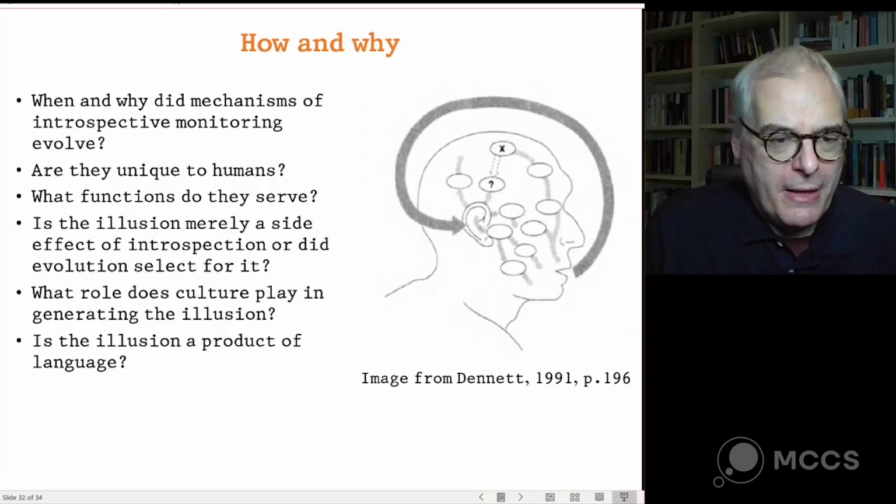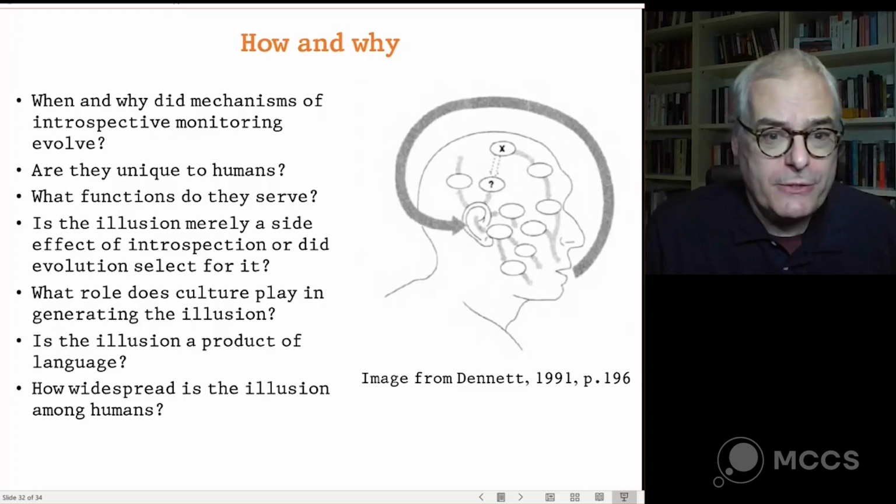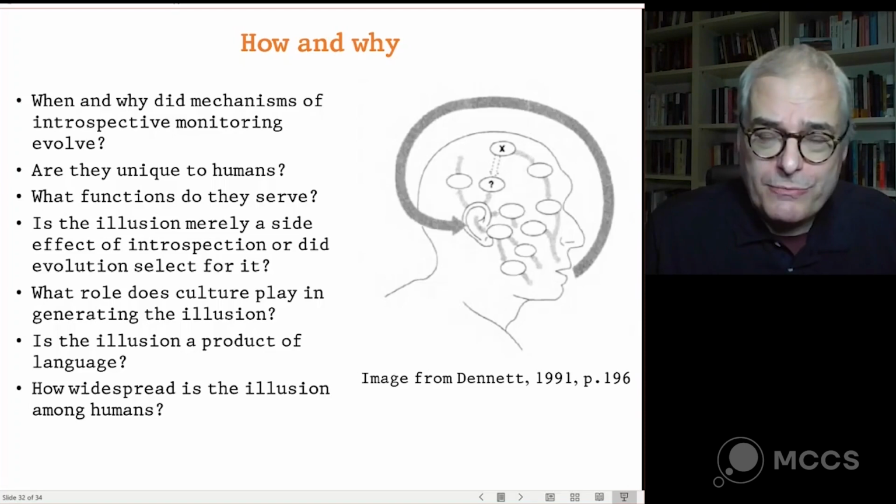Okay, so there are many more questions here, related questions. How widespread is the illusion among humans? If culture does play a role in generating it, to what extent is it universal among humans? Maybe both today and in past societies, have people always conceived of their mental lives in this way, as private inner worlds of mental qualities?